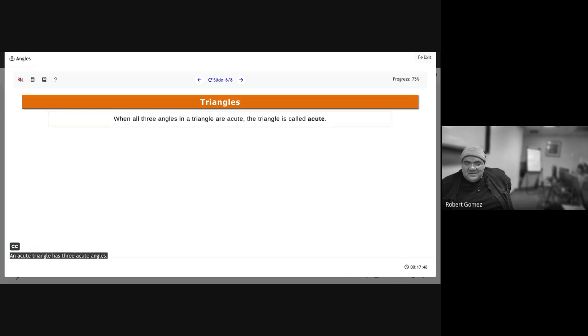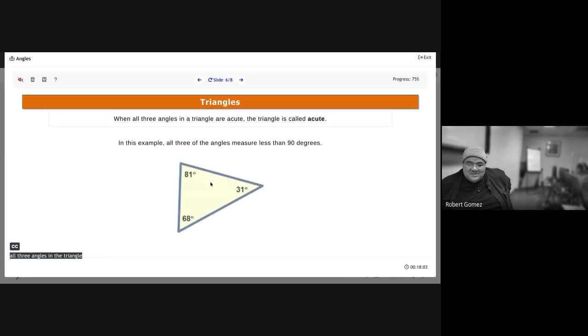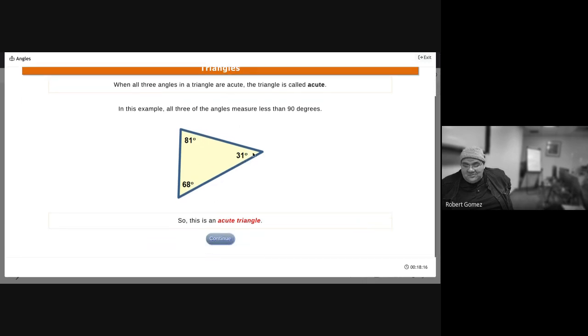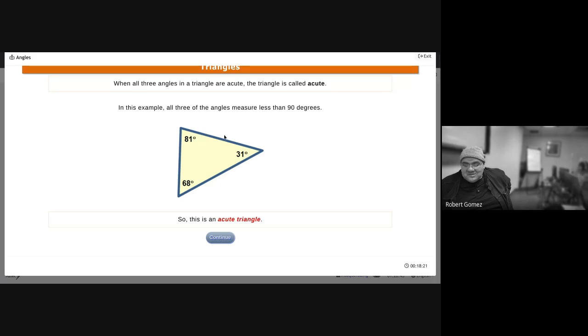Now, take a look at this. There are different types of triangles. When all three angles are acute, remember, acute is less than 90 degrees. So in this example, all of these angles measure less than 90 degrees. This angle right here is 81 degrees, this angle is 31, and this one is 68, right? And so this is called an acute triangle.